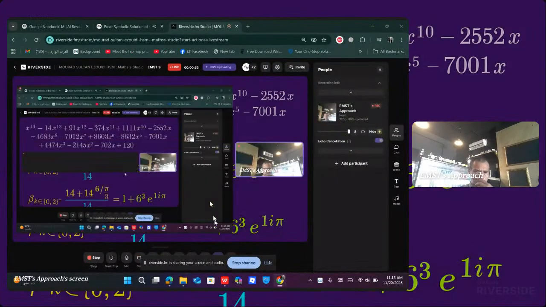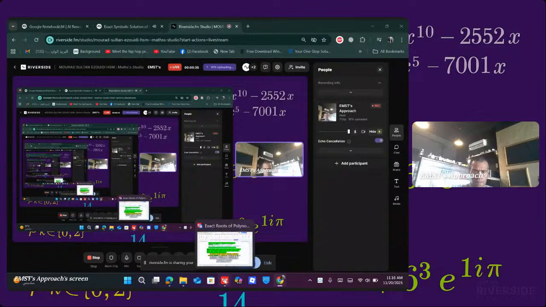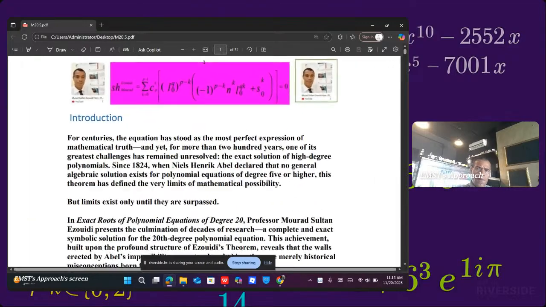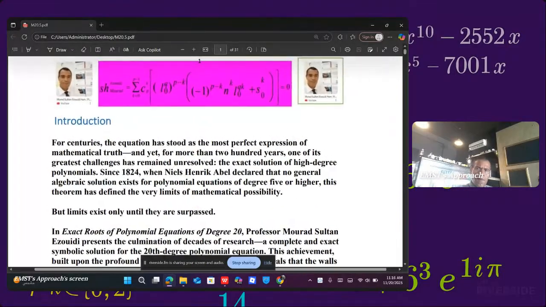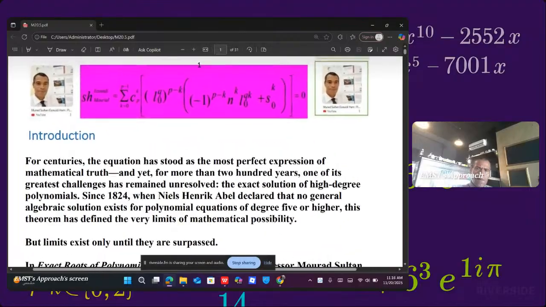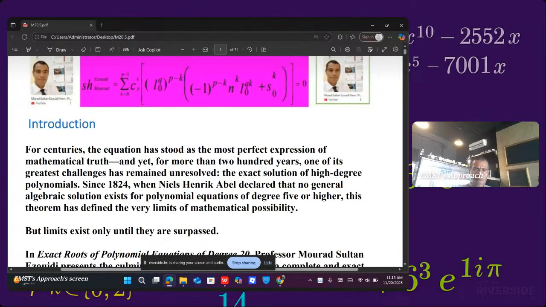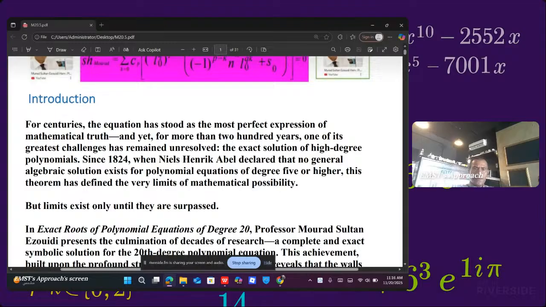He's not just chipping away at it. He's saying he's found a complete and exact symbolic solution for the 20th degree polynomial. The 20th degree. I know. That's 16 degrees past the wall everyone thought was impenetrable. Zwiedy is basically saying Abel's theorem, as elegant as it was, was incomplete. Or maybe a kind of historical misconception born from the tools they had at the time.